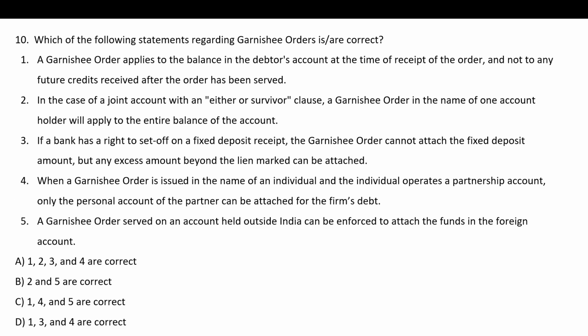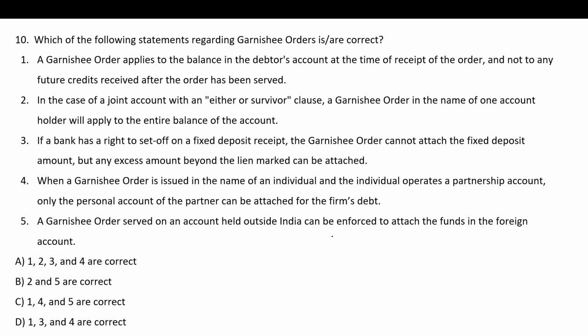Which of the following statements regarding garnishee order is or are correct? A garnishee order applies to the balance in the debtor's account at the time of receipt of the order and not any future credit received after the order has been served. So this statement is correct. In case of joint account with E or S clause, garnishee order in the name of one account holder will apply to the entire balance of the account. No, this statement is not correct.